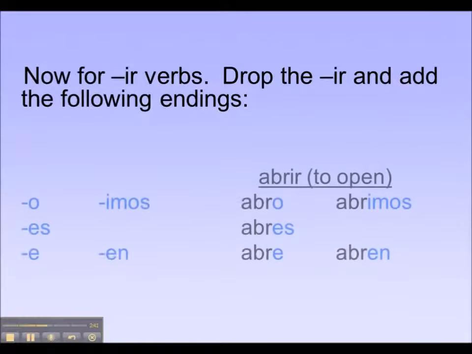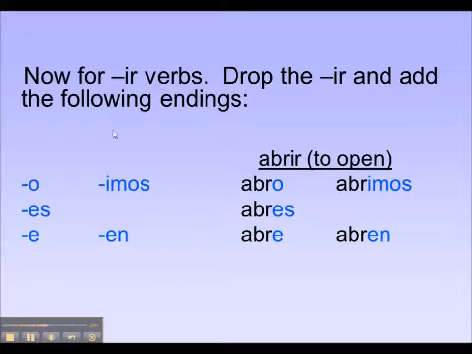Now for IR verbs. To conjugate an IR verb, you drop off the IR and you add the appropriate ending. For IR verbs, the yo form goes with o, tú form goes with es, él, ella, usted form goes with e, the nosotros form goes with imos, and the ellos, ustedes form goes with en. For example, yo abro is I open, tú abres is you open, él abre is he opens, nosotros abrimos is we open, and ellos abren is they open.